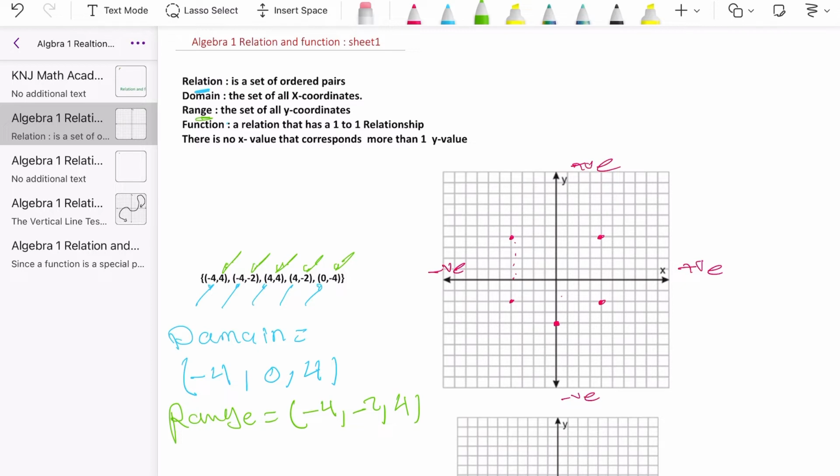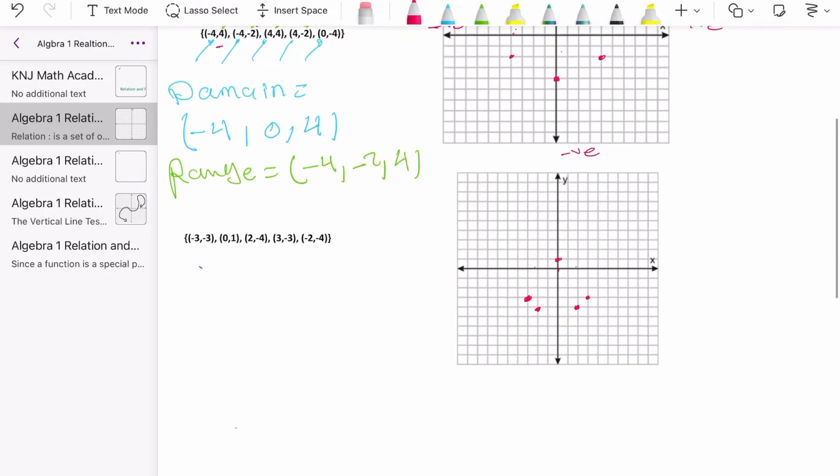The last definition here for a function. So the function is a relation that has a one-to-one relationship. It means for each x value you have a unique y value, is not more than 1. If you have more than 1, so it is not a function. So for this example, let me pick another color. The first two pair, I have minus 4 and 4 and minus 4 and minus 2. So for the same minus 4 value for x, I have two different y value. So this is not a function.